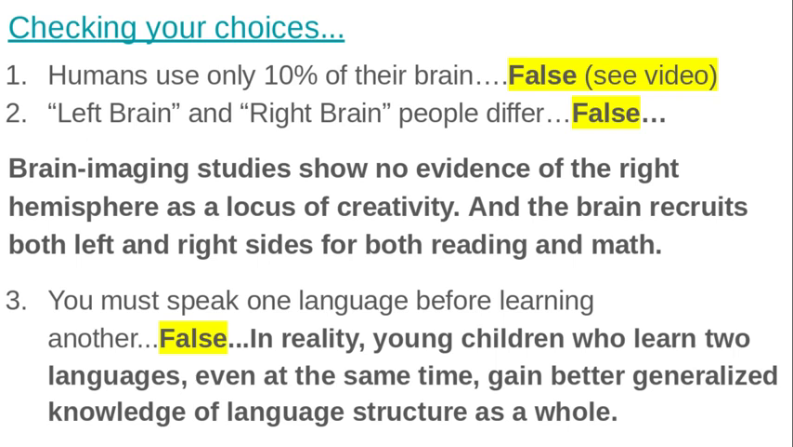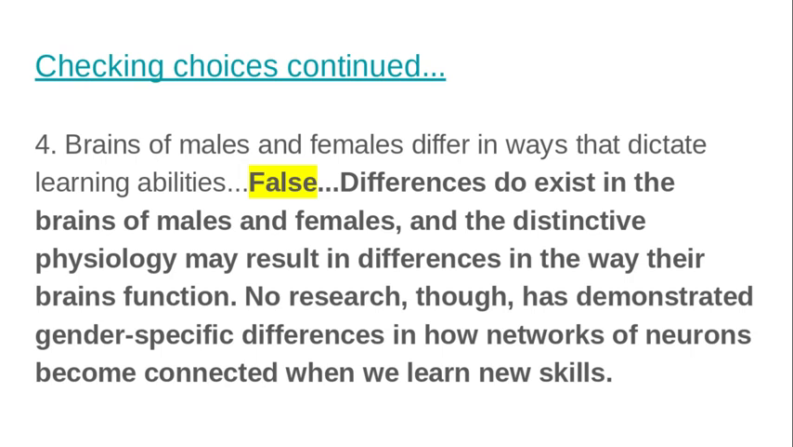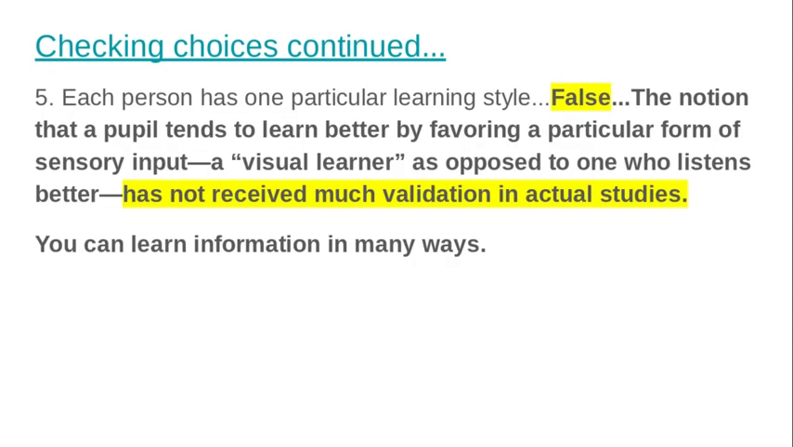3, also false. Young children who learn 2 languages, even at the same time, gain better generalized knowledge of language and structure as a whole. 4, also false. There is no research that shows that male and female brains differ. And number 5, also false.